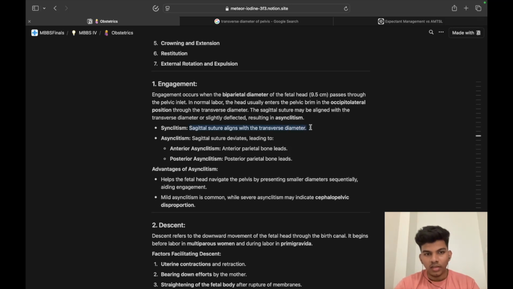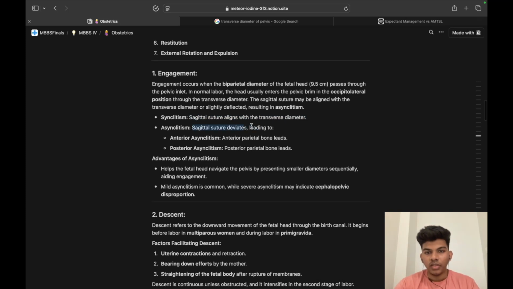Synclitism is like proper symmetry, where the sagittal suture aligns with the transverse diameter. But in case of deflection, where the sagittal suture deviates, it leads to anterior asynclitism or posterior asynclitism. In anterior asynclitism, the anterior parietal bone leads. In posterior asynclitism, the posterior parietal bone leads.